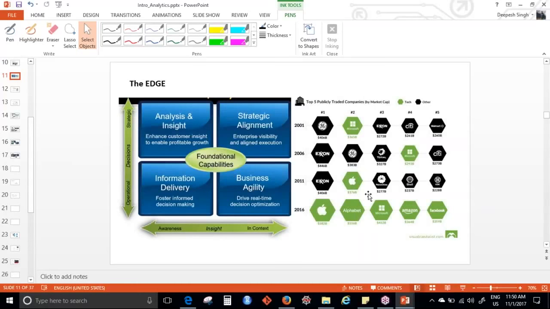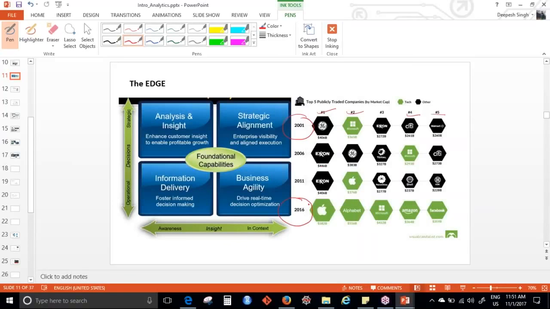Now let us see a few companies which have used analytics for a long time, and also see which were the biggest companies, let's say 10 or 15 years ago, and which are the biggest giants now. You can see in 2001, these were the biggest companies. The biggest was GE, then we had Microsoft, Exxon, Citibank, Walmart.